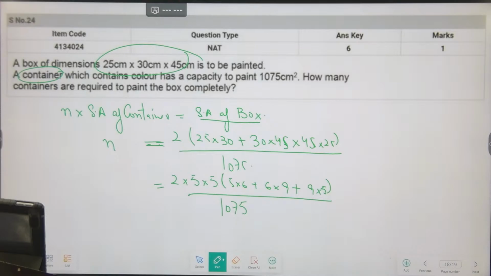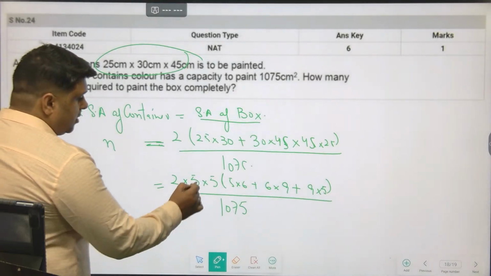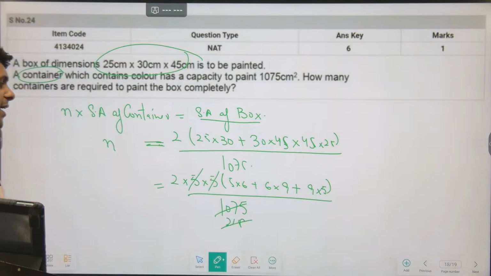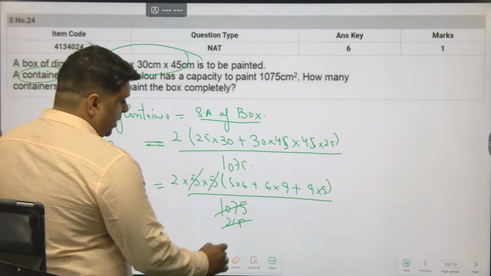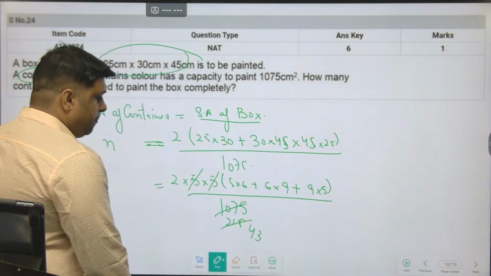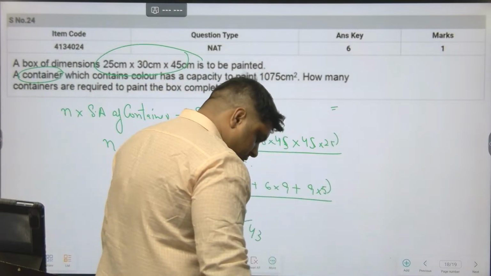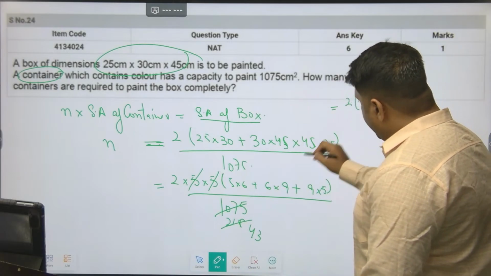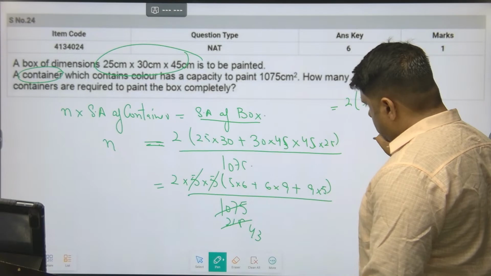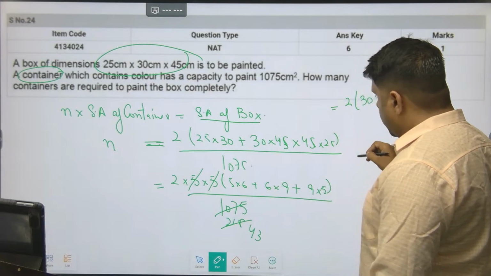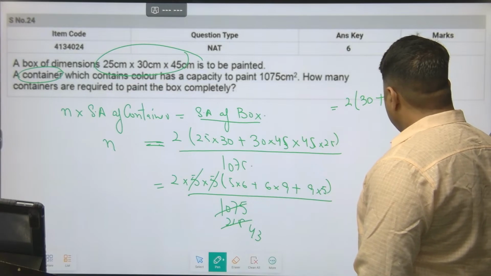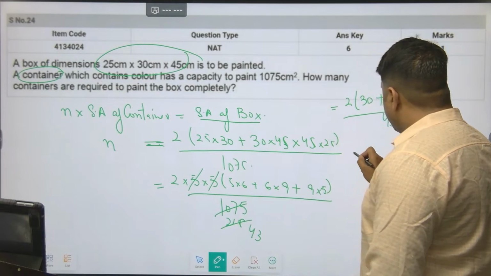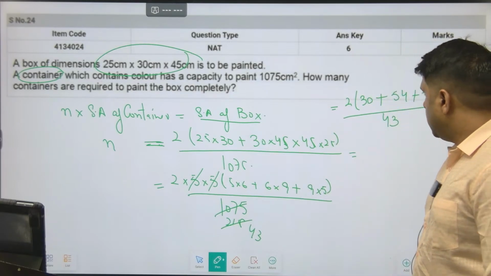So 1075 divided by 5 is 215, and this 215 is again getting cancelled out by 5. So here 215 is 43. Now, 2 into 5 into 6 is 30, plus 6 into 9, that is 54, plus 9 into 5, 45, upon 43. This is the scenario here. Now add them.